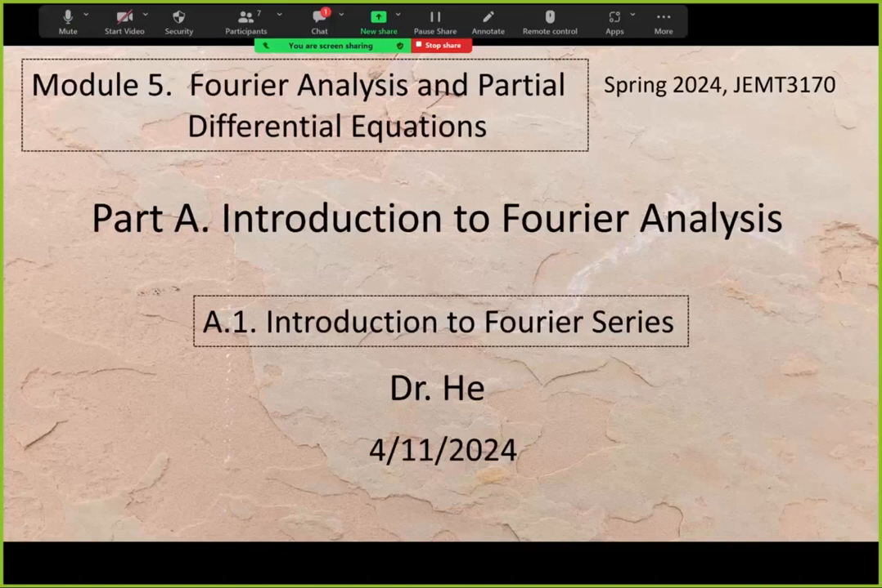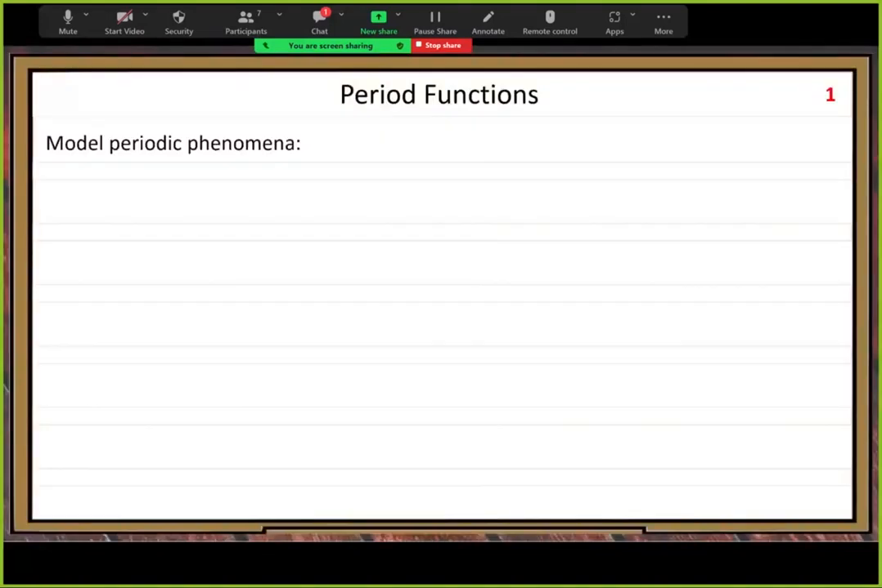Part A, Introduction to Fourier Analysis. 8.1, Introduction to Fourier Series. A new interesting topic. First, we need to consider periodic functions.